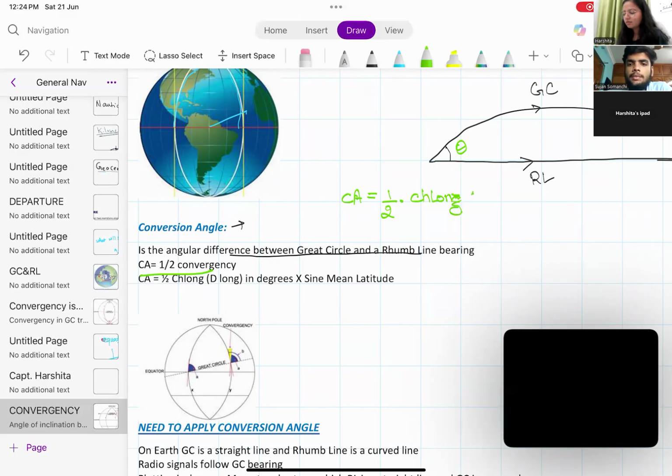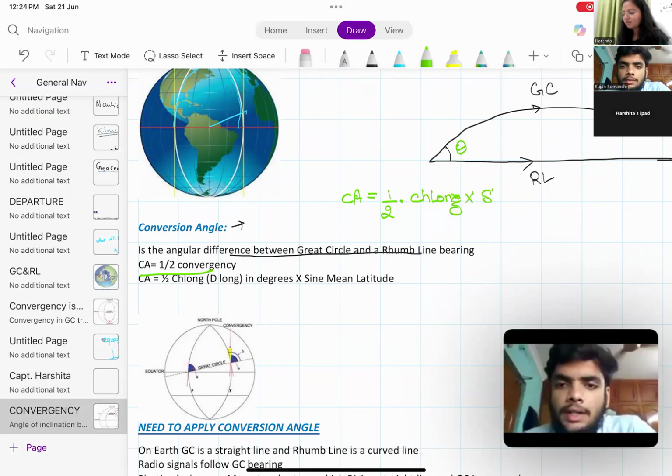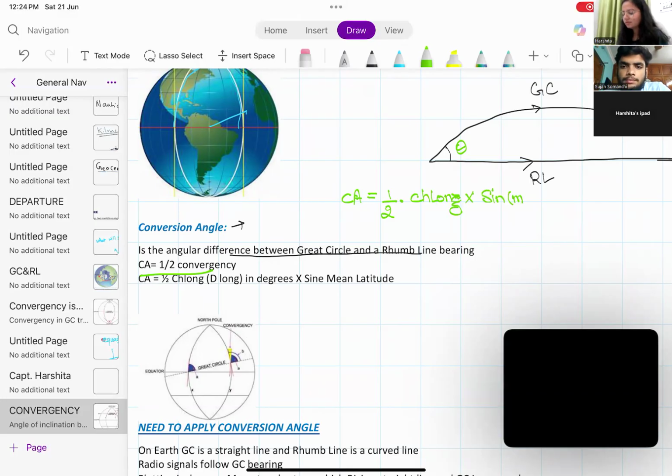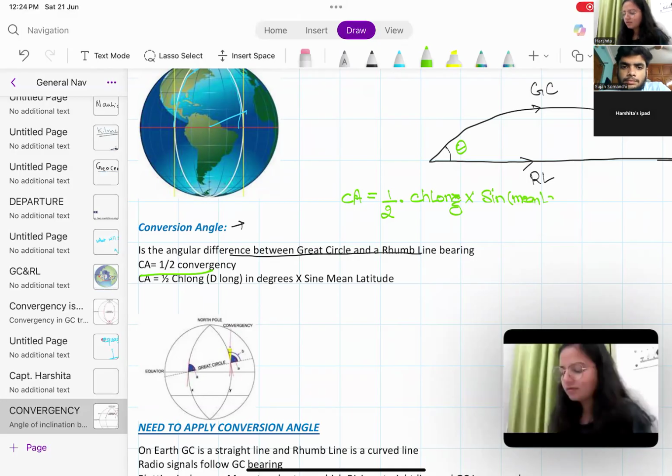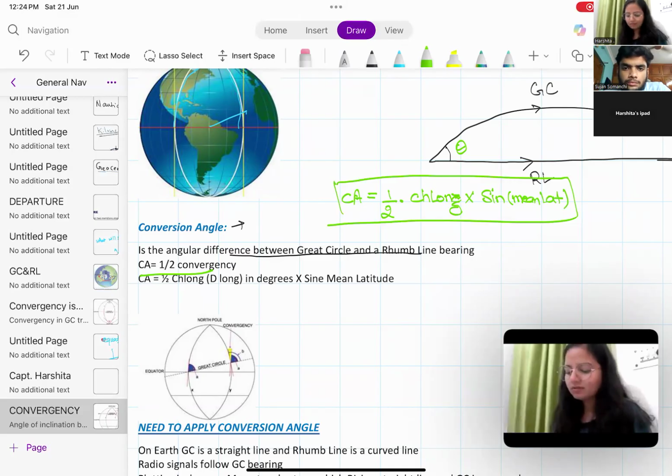Chilling into mean a sign of mean latitude. Good. So convergency angle will be this one, right? Good.